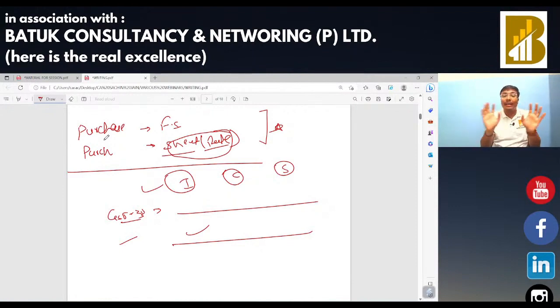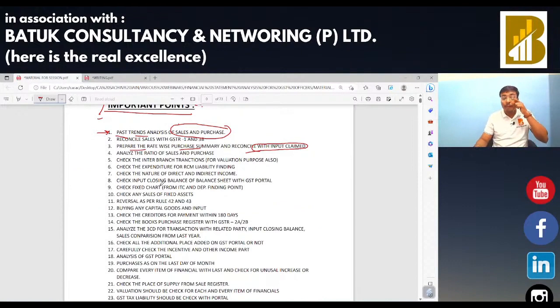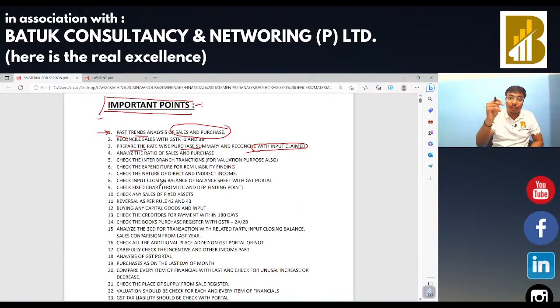Sir, are you understanding everything? You are getting my points? Very easy, very basic points, but you are getting the points. So first we had done the trades analysis, second we had done the reconciliation of sales with the book sales, and third we had done the purchases rate wise and the financial statement purchases with GSTR 3B.